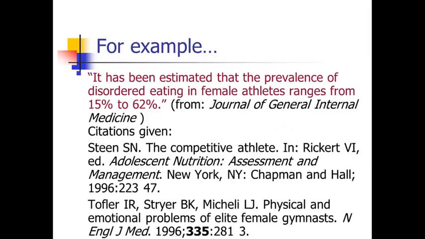So let me give you some examples. This was from a paper in the Journal of General Internal Medicine. They say it has been estimated that the prevalence of disordered eating in female athletes ranges from 15% to 62%. And they give 2 references for that. One's a book and one's an article. These are from 1996.